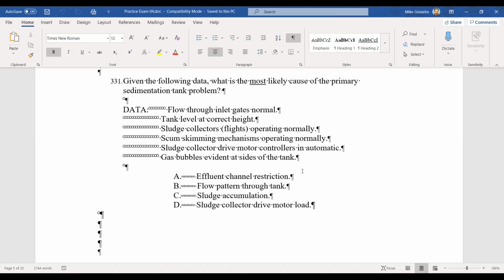So now you're down to two, which is B and C. Flow pattern through the tank and sludge accumulation. So if you go back up to the data, flow through the tank is normal, tank levels normal. It doesn't talk about anything to do with flow patterns or flow in general. So I would then take B away, which leaves you with C, which is sludge accumulation, which is going to cause you gas bubbles. It's part of the denitrification.